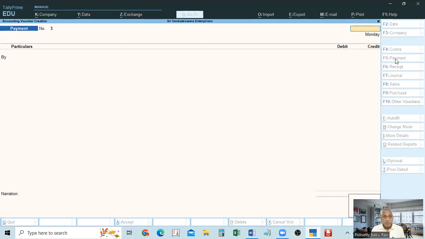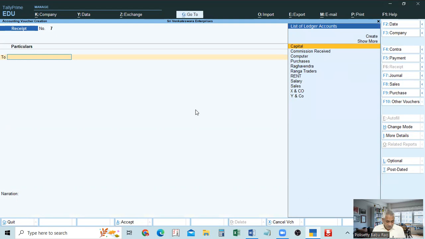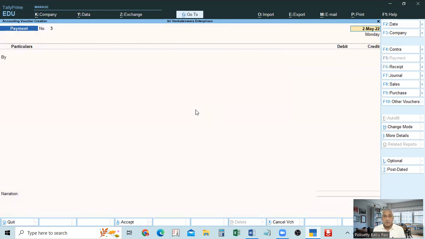Or you can press F5 on the keyboard, and you will get the payment voucher. Now we have to record. We said we are following the double entry system. In the case of the double entry system, Tally by default follows by and to.